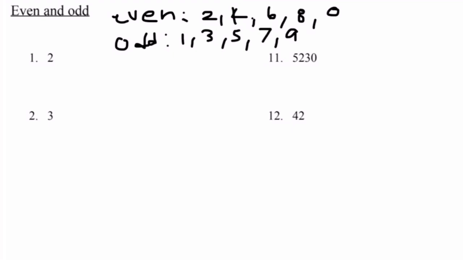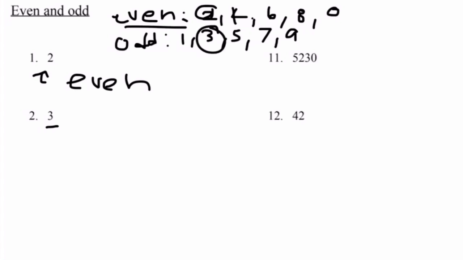Let's look at number 1. It gives us the number 2. When we look at our list, we find 2 in our even numbers list. Therefore, 2 is even. Number 2. It gives us the number 3. Well, 3 is in the odd numbers list. Therefore, we know that 3 is odd.